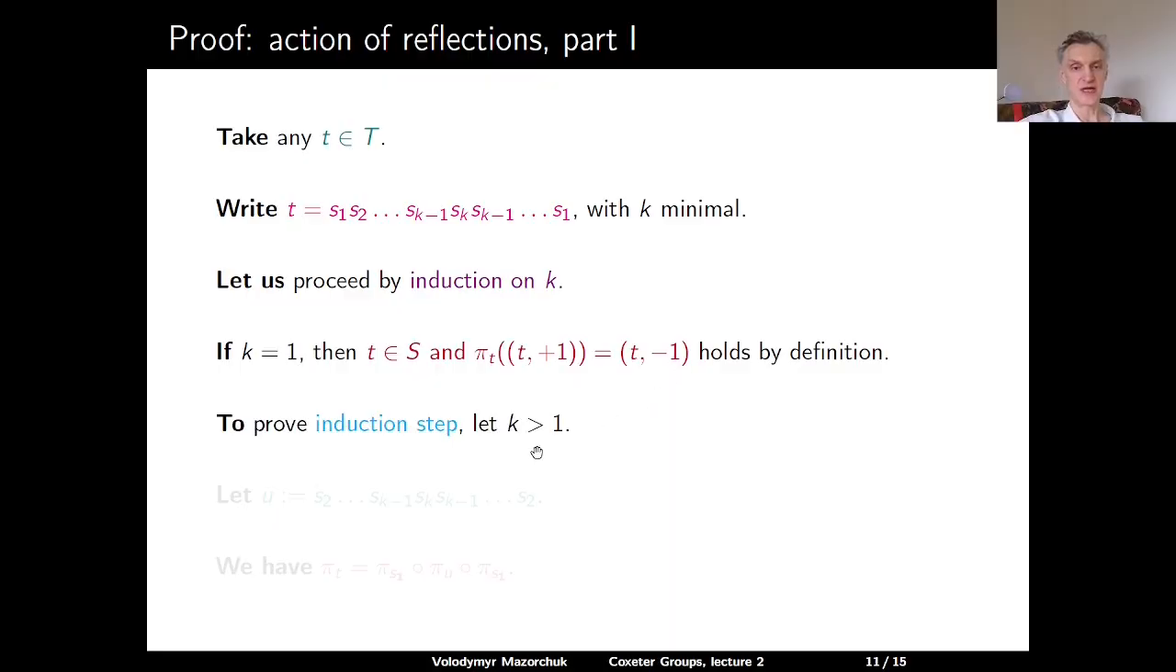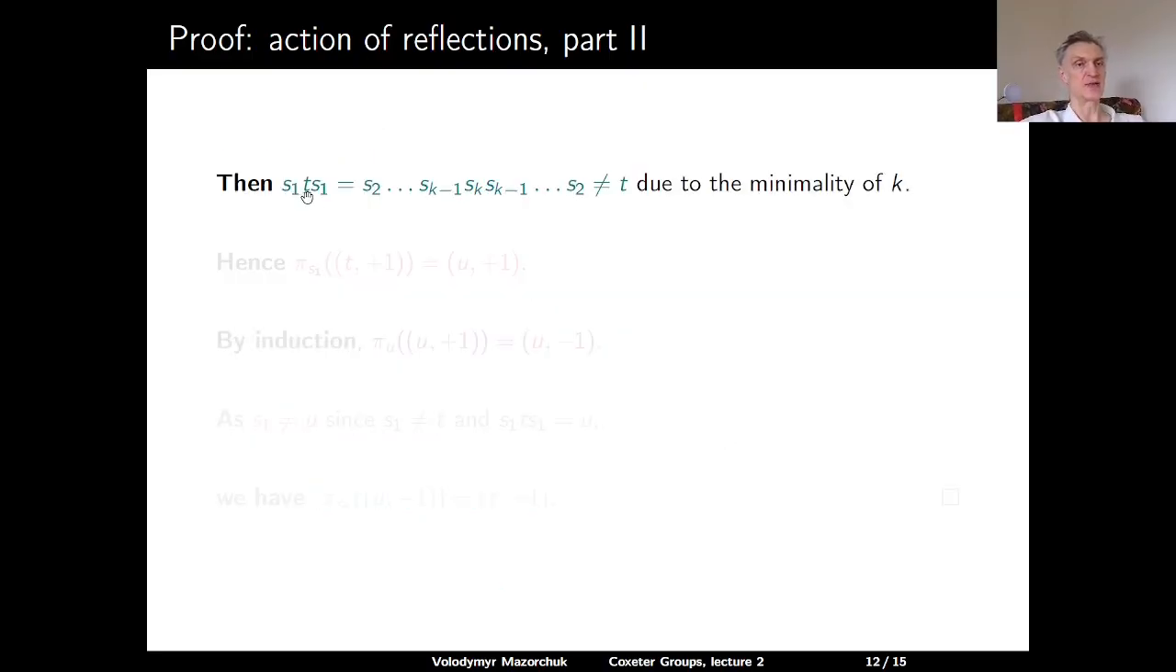To prove the induction step, let k be greater than 1, and let's denote by u the conjugate which is one step smaller. So we take the same expression and delete s1 on the left and s1 on the right. Then of course pi t is equal to pi s1 composition with pi u composition with pi s1, and s1 t s1 is u. It is different from t due to the minimality of k.